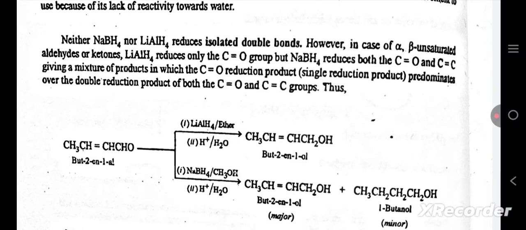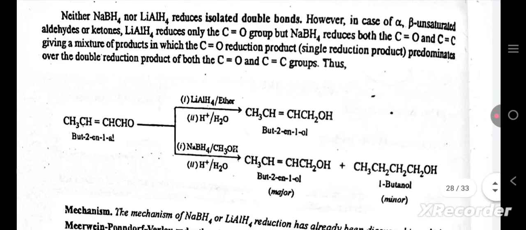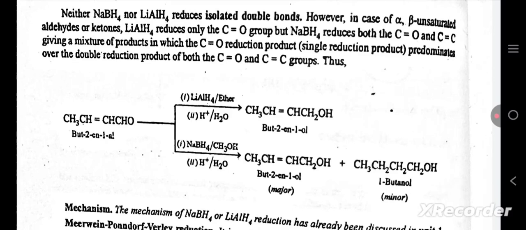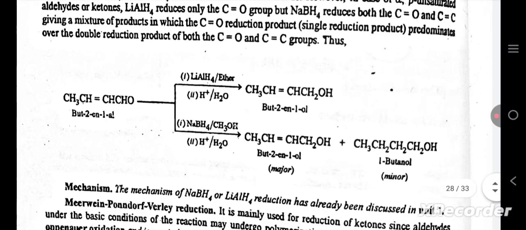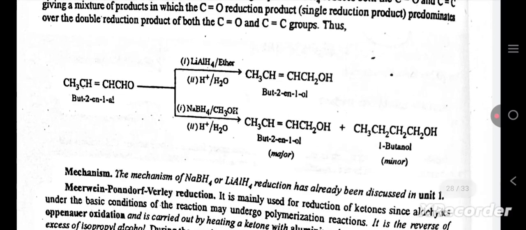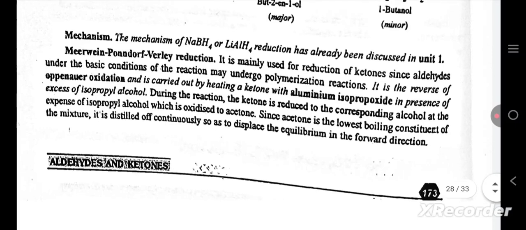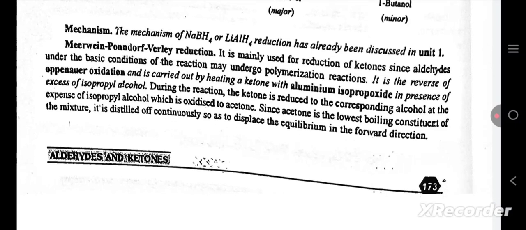Neither NaBH4 nor LiAlH4 reduces isolated double bonds. However, in the case of alpha, beta unsaturated aldehydes or ketones, LiAlH4 reduces only the C=O group, but NaBH4 reduces both the C=O and C=C, giving a mixture of products in which the C=O reduction product, the single reduction product, predominates over the double reduction product of both the C=O and C=C groups. The mechanism of NaBH4 or LiAlH4 reduction has already been discussed in Unit 1.